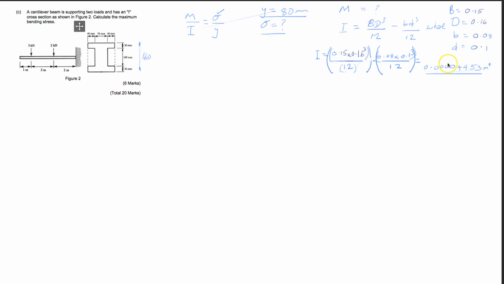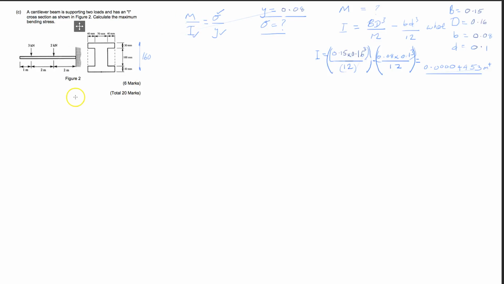Now normally what I would have done is press the ENG button on my Casio calculator and written it in standard form, but seeing as I've left it at work and I'm working on my phone, I'm just going to write it down like that just to make sure it's right. Now the only thing we're missing out of the equation, let's have a look what we've got so far. We've got that 80 mil. Let's just change that into sensible units. So that'd be 0.08 meters. We're missing the maximum bending moment.